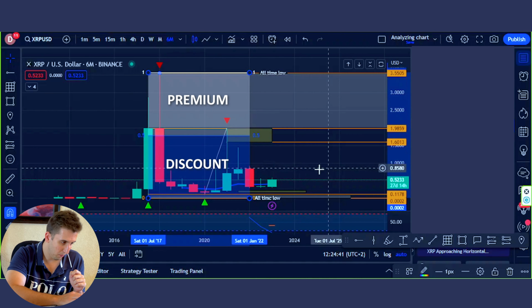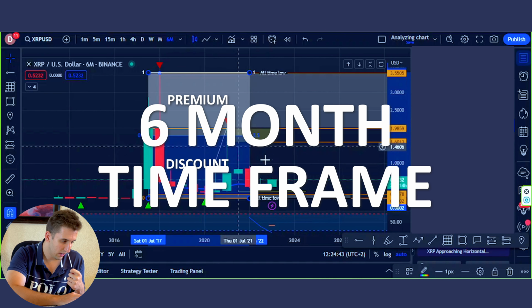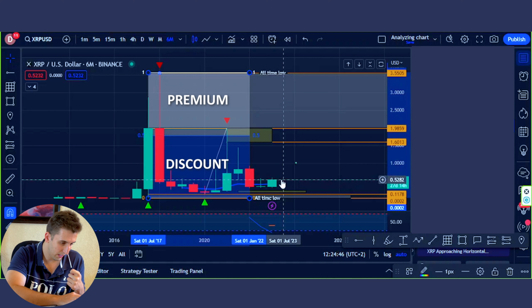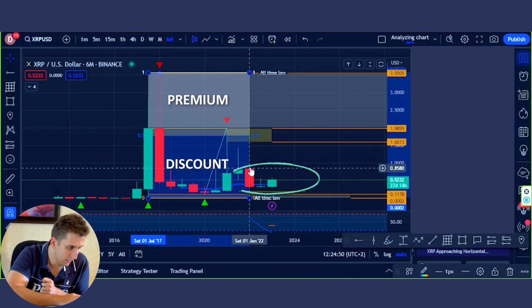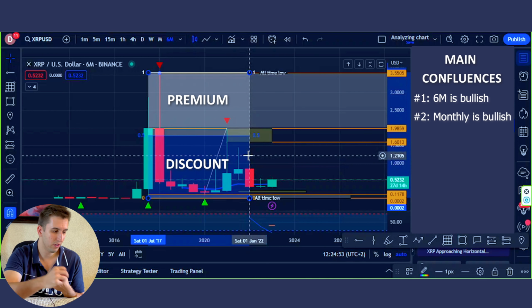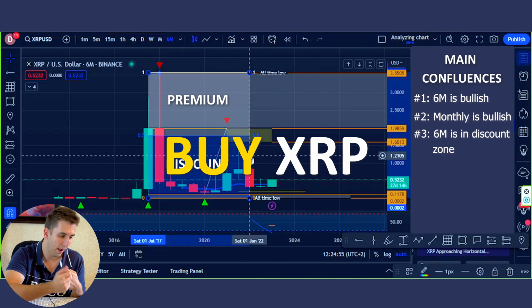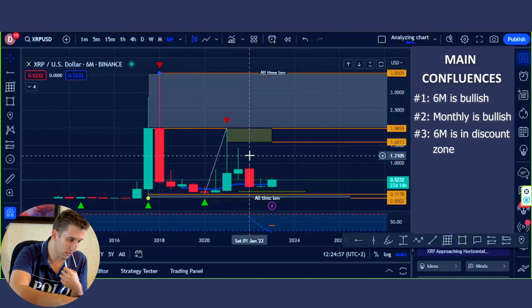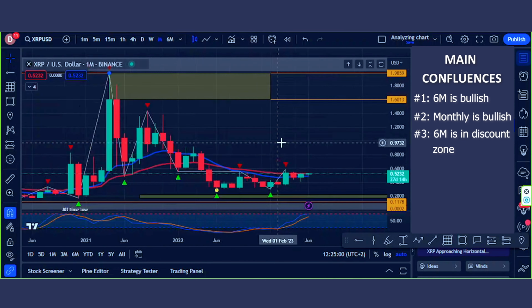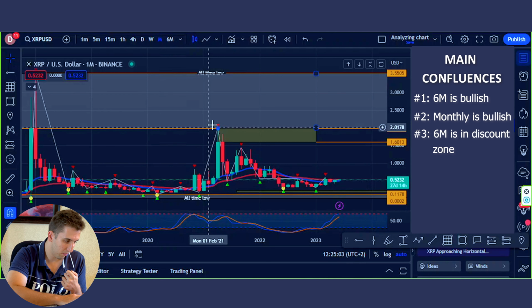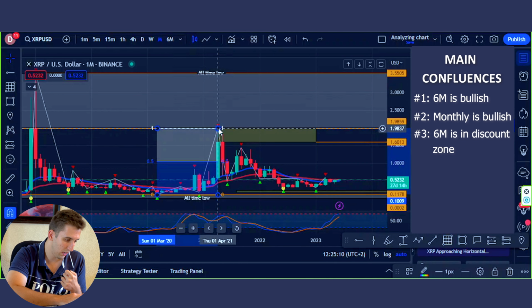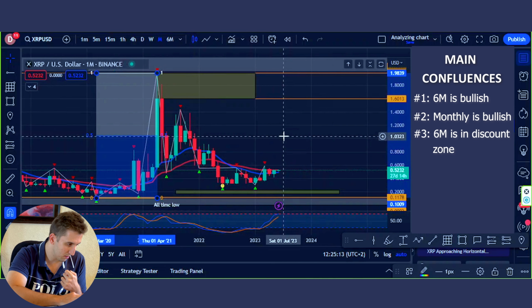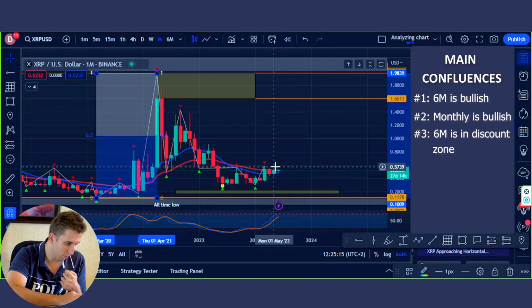So if we look now, currently looking at the 6 monthly, can you see that we are currently over here, which is 0.5282, which is in this discount area. So that is another confluence of why we should buy XRP. Now we can do the same thing going on to the monthly. And again, I'm just going to go from this point to this point, okay? Because as I said, I like to look at 3 years before. So we're looking at 2020. So again, we look at this blue line, this blue area, and we are in this blue area.